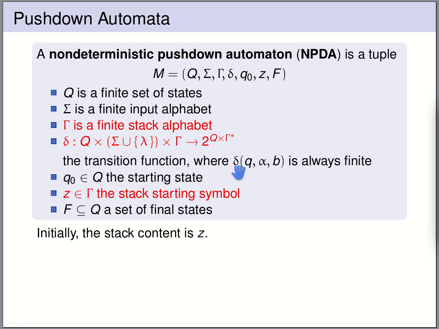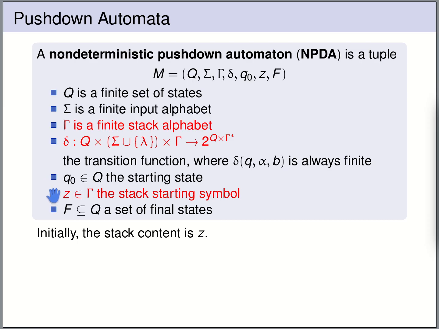The nondeterministic choice, so when we apply the transition function delta to a state, an input letter or lambda, and a stack symbol B, then this set given by the transition function should always be finite. So there should always be a finite choice of what to do. We still have a starting state, and in general nondeterministic automata could have a set of starting states, but for finite automata we've already shown that a set of starting states is equivalent to just a single starting state. So for the nondeterministic pushdown automata, we just take a single starting state.